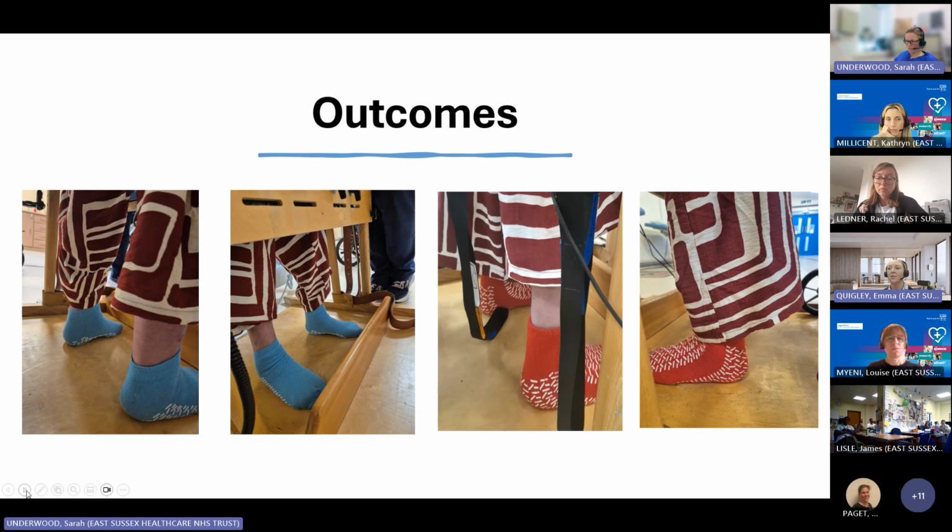So this is her outcome. I'm not sure about the timeline, but within a couple of weeks, kind of a week or two. So you can see here in the pictures that she's getting really good plantigrade. There's still some high arch. You can still see a little bit of a high arch within the left foot there.